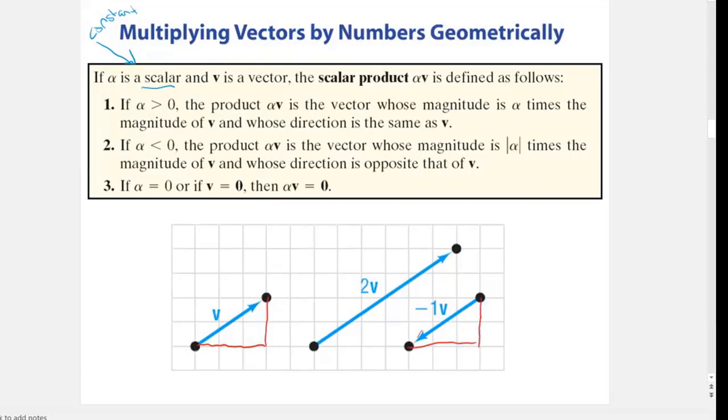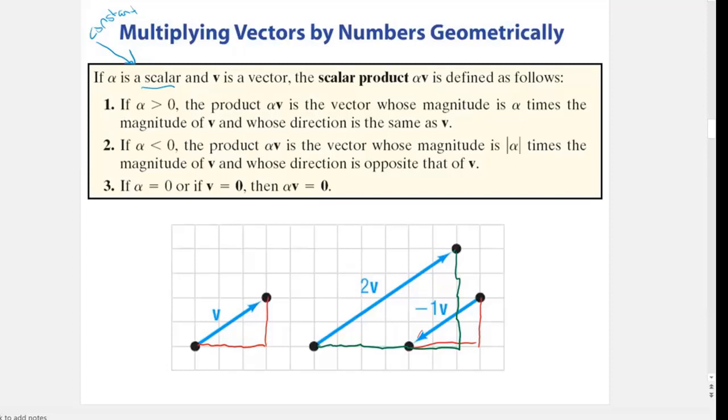And then 2V should be double. Here we're going across to the right 3 and up 2, so we should be going to the right 6 and up 4. Let's just see what happens. 1, 2, 3, 4, 5, 6. 1, 2, 3, 4. All we do is double it. We're doubling the x values and we're doubling the y values.